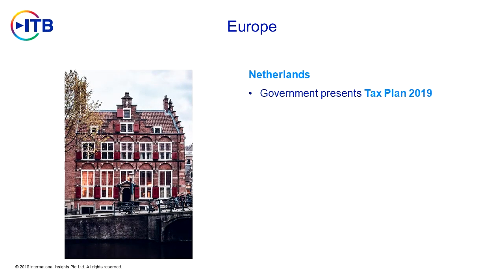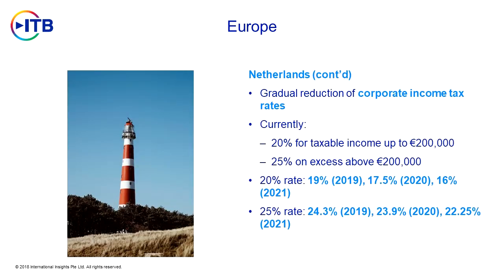In the Netherlands, the government has presented its Tax Plan 2019. Let me run through the changes which caught my eye. Firstly, there will be a gradual reduction in the corporate income tax rates. Currently, the rates are 20% for taxable income up to €200,000 and 25% for taxable income above that amount.